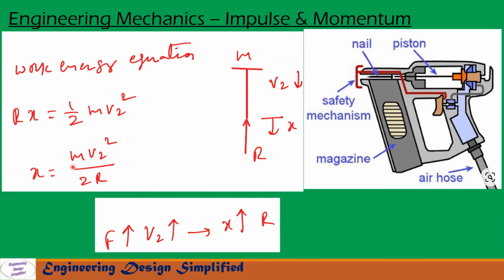Here m is the mass of the nail, v2 is the velocity of the nail just after impact, and R is the average resistance by the wooden block. So for the given average resistance of the block, if we increase the force on the nail, it will increase the velocity of the nail, and that means the depth of penetration can be increased.